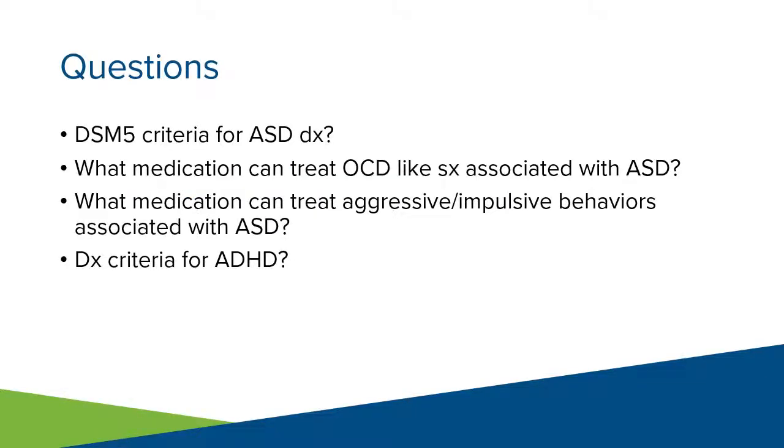Next, we're going to move into autism or autistic spectrum disorder. Now, our next set of questions, we have what is going to be the DSM-5 criteria for autism spectrum disorder. What is the DSM-5 criteria for autism spectrum disorder? Number 2, what medication can treat OCD-like symptoms associated with autism? What medication can treat OCD-like symptoms associated with autism? Number 3, what medication can treat aggressive or impulsive symptoms associated with autism? And then lastly, what is the diagnostic criteria for ADHD?